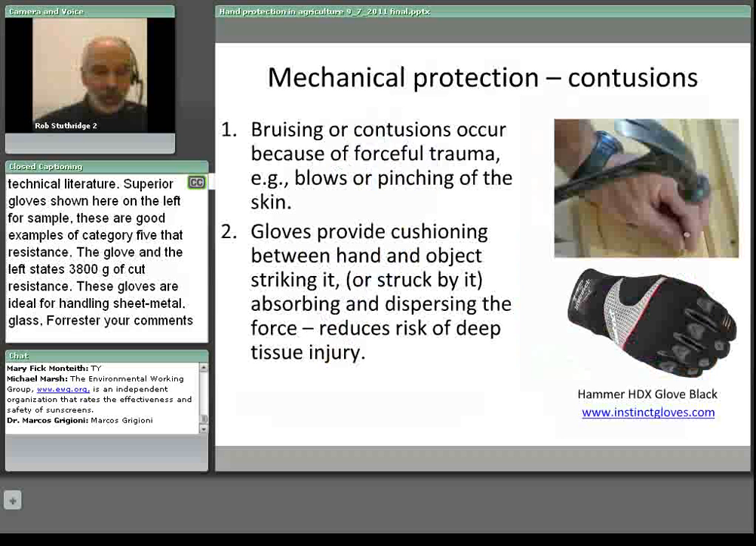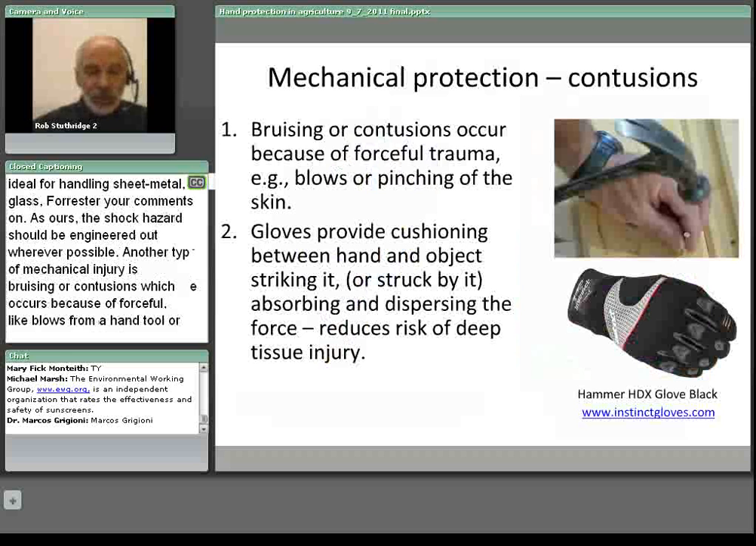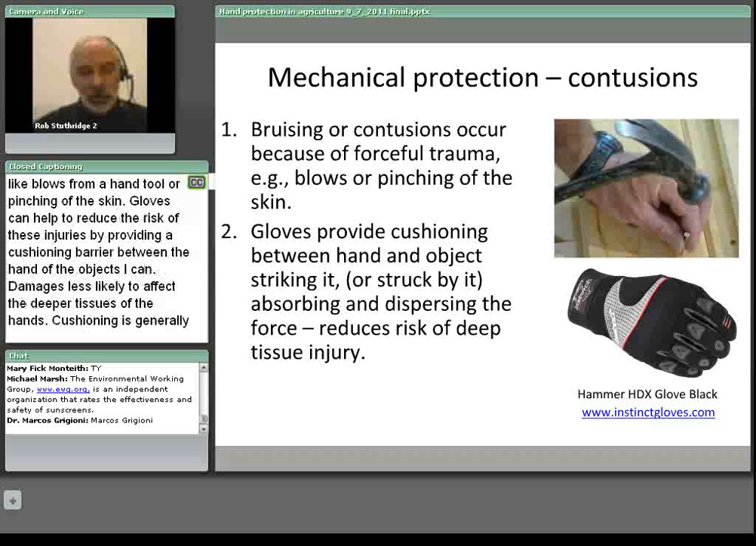Another type of mechanical injury is bruising or contusions, which occurs because of forceful trauma, like blows from a hand tool or pinching of the skin. And gloves can help to reduce the risk of these injuries by providing a cushioning barrier between the hand and the object striking it, so that damage is less likely to affect the deeper tissues of the hand. Cushioning is generally the approach adopted, but excessive thickness should be avoided in favor of thinner force-dispersing materials with particular protection of the knuckles and wrist joints.